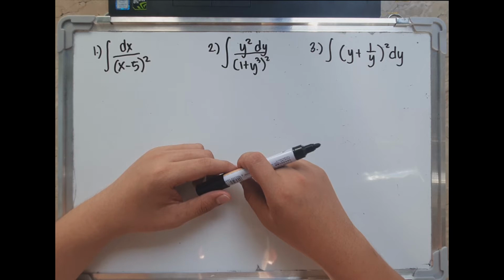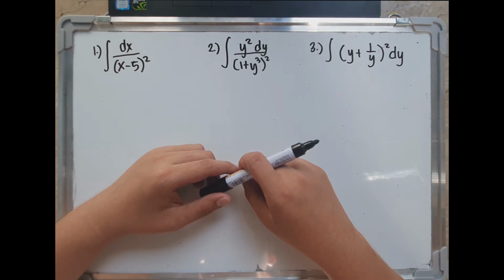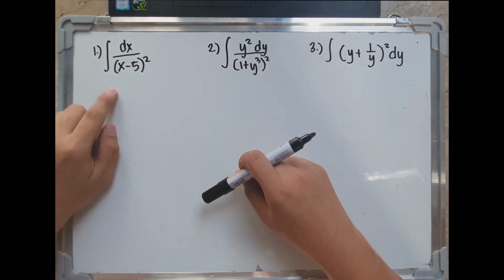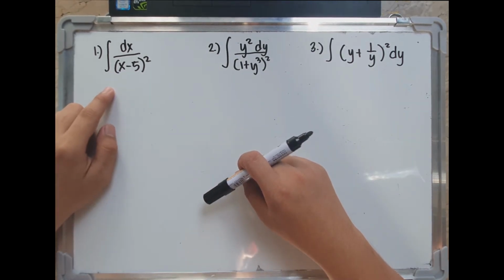This time we will be solving more problems. Still the algebraic functions, trigonometric functions, and also the transcendental functions. So let's start first with the algebraic functions. Let's have number 1. We have the integral of dx whole over the quantity x minus 5 raised to the power of 2.